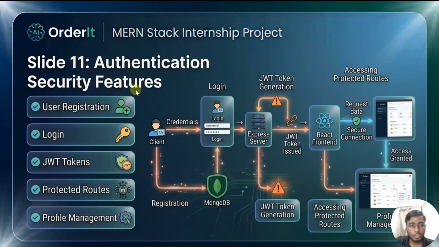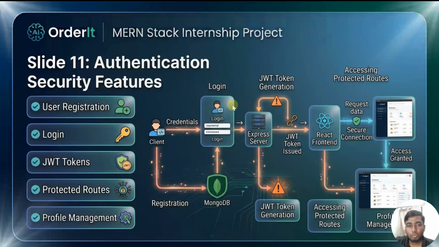And coming to the authentication and security features, we used user registration, login, JWT tokens, protected routes, and profile management. Why are we using JWT tokens? To protect the user's information from unauthorized access and hackers. They should not use or store the information of the users, which should be more sensitive. The flow is: client credentials, login, JWT token generation, and React frontend, and secure connection and access granted.